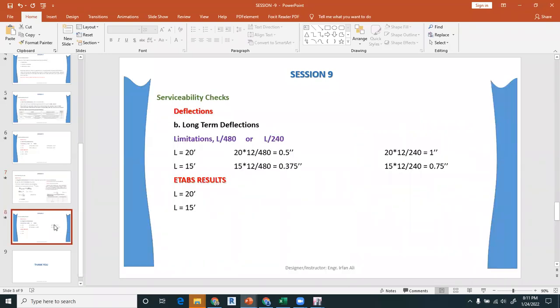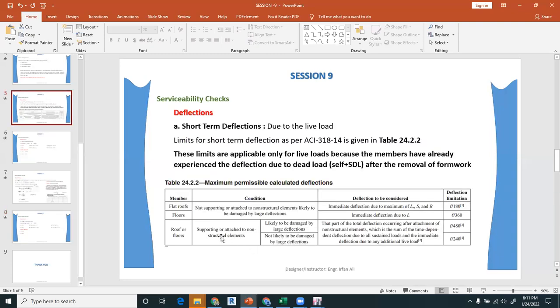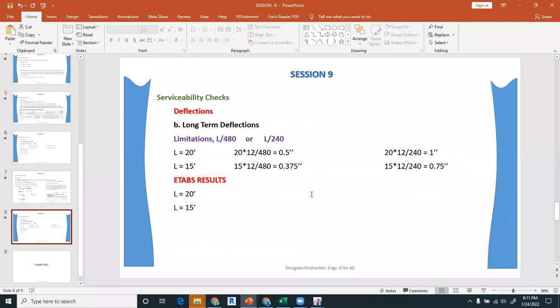So let us do our long-term deflection checks. These are the limitations, which are L by 480 or L by 240 if the non-structure elements are attached to the structure elements. If the non-structure elements are likely to be damaged by large deflection, the limit is L by 480. If they are not likely to be damaged by large deflections, it is L by 240. So we will do both the checks.